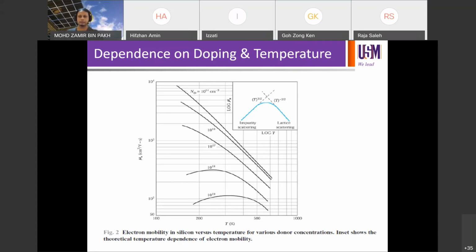N-type or P-type? P-type, Juwaria? N-type, right? N_D, remember? Donor. Donor, N_D. Donate one electron. So how could it donate one electron? Because it has one extra electron, right? So it must come from group 5 or group 15, like phosphorus, arsenic, antimony. So therefore it's an N-type silicon.